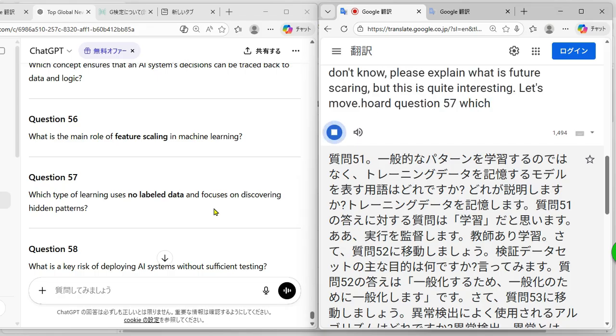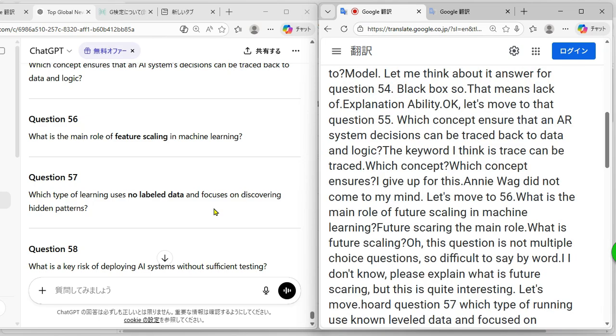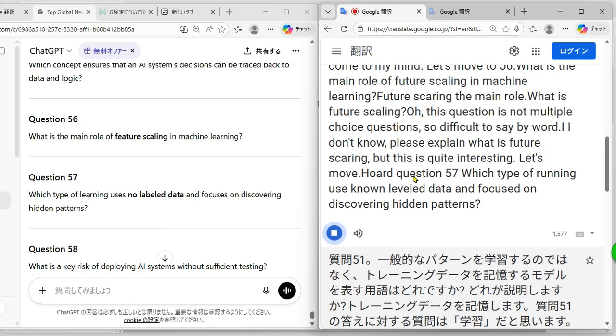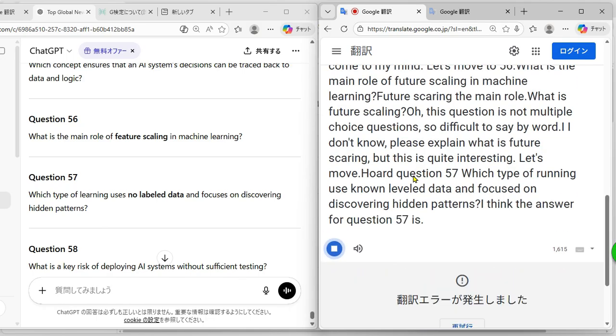Question 57. Which type of learning uses non-labeled data and focuses on discovering hidden patterns? I think the answer for question 57 is unsupervised learning.